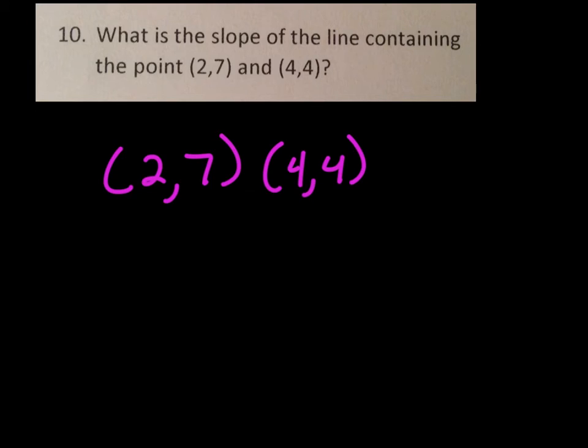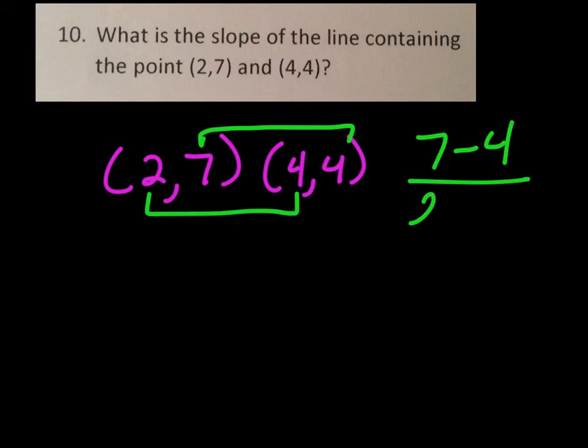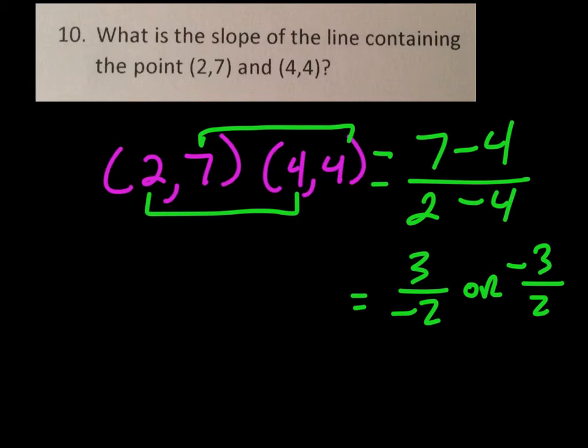Okay, on this particular problem, we want to find the slope. Again, I'm going to do y minus y. So on top, 7 - 4. On the denominator, 2 - 4. And so I end up getting 7 - 4 is 3. 2 - 4 is -2. So it's 3/-2. Or bring that negative up to the top, -3/2. Either one of these is fine.